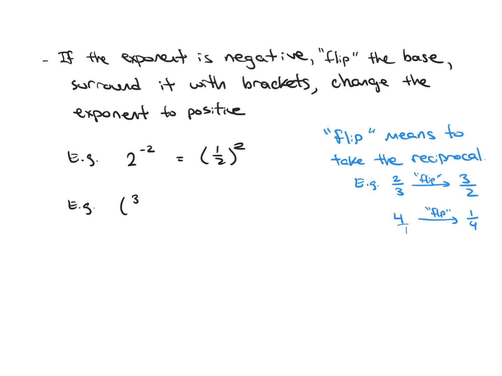Okay, another example. Let's say 3/7 to the exponent of negative 4. We have a negative exponent there. And if you're uncomfortable with negative exponents, what we do is we flip the base. So 7/3, surround it with brackets, and then change the exponent to positive. Okay, so that is the rule of how to handle negative exponents. You change them to positive exponents. And we're perhaps more comfortable with positive exponents, so that's why we do it. Then we can calculate things with positive exponents.